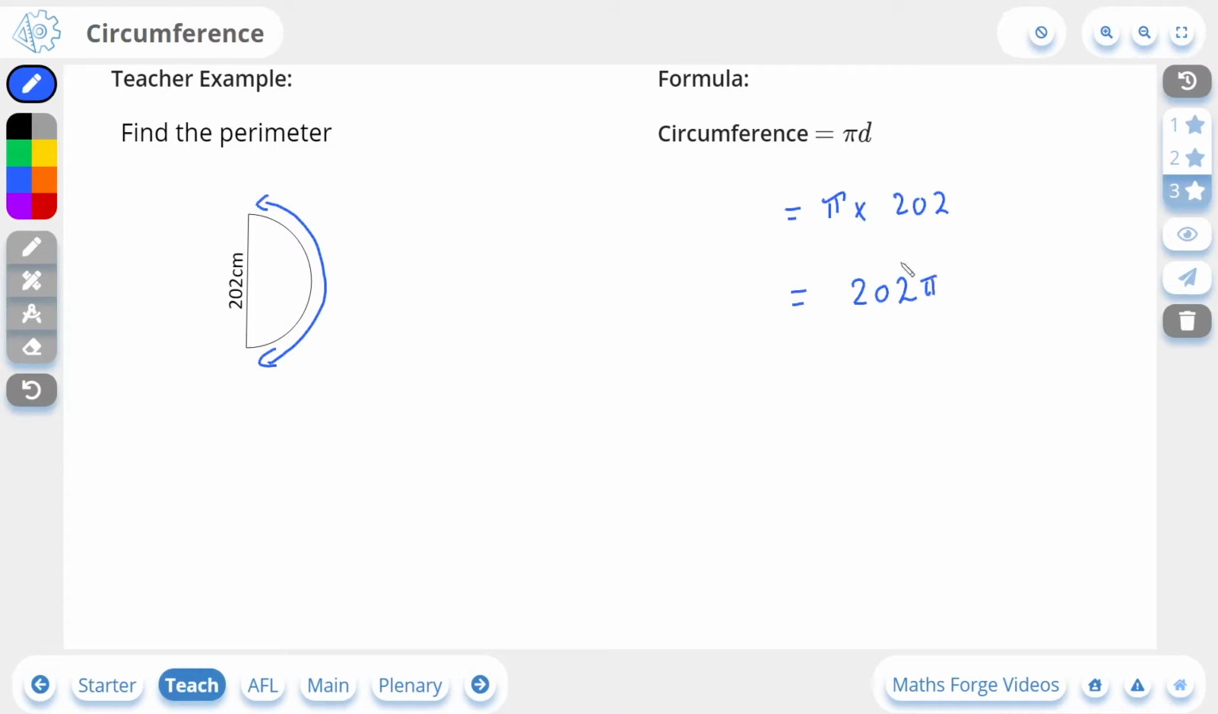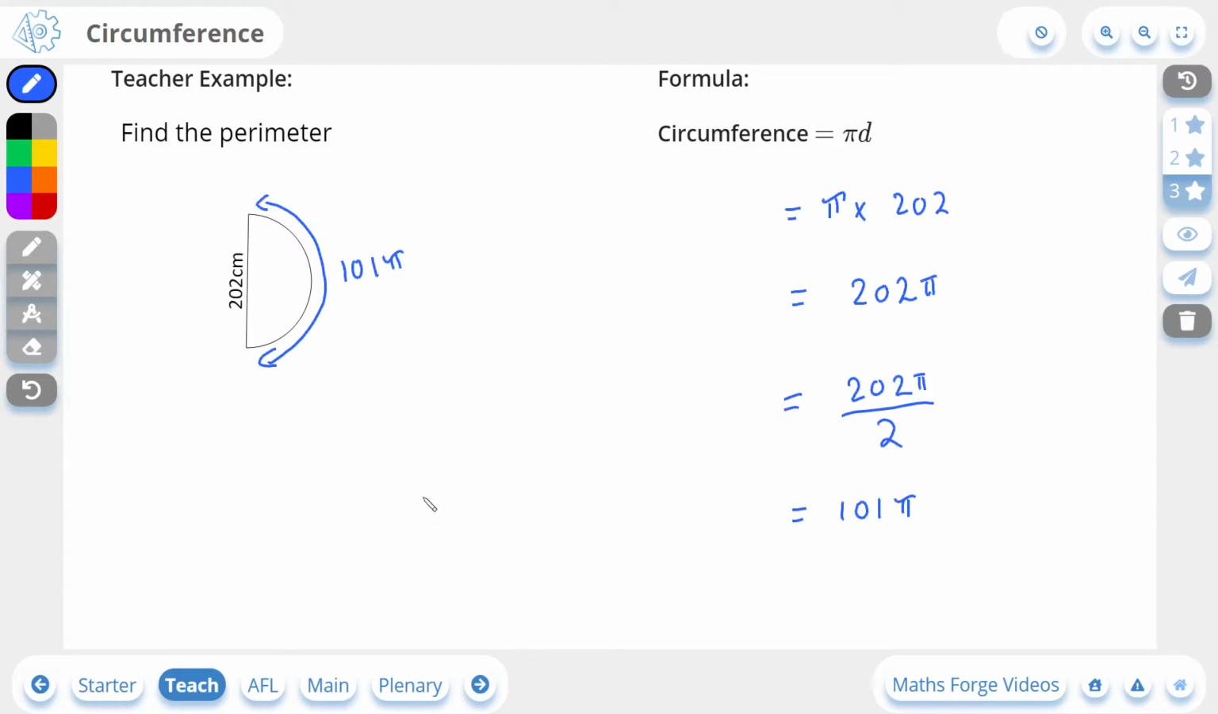Now I haven't input this into my calculator just yet. I'm going to leave it as 202 pi. But if this is the circumference for a full circle, then the circumference for this circle, which is a semicircle, a half of a circle, is going to be this circumference for the full circle divided by 2. So now this simplifies to give us 202 divided by 2, which is 101 pi. And this 101 pi is the circumference of this circle here.